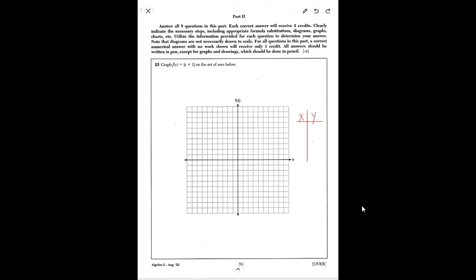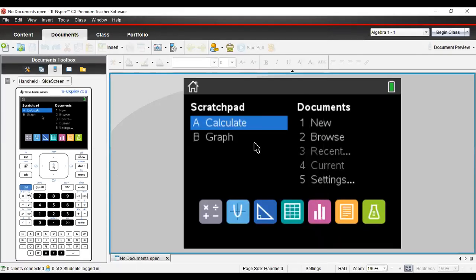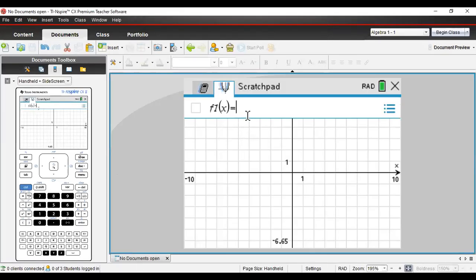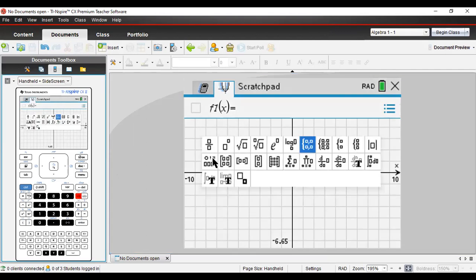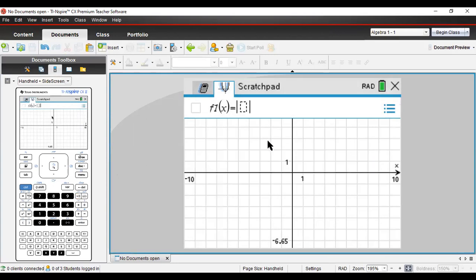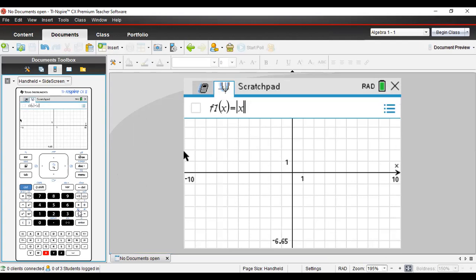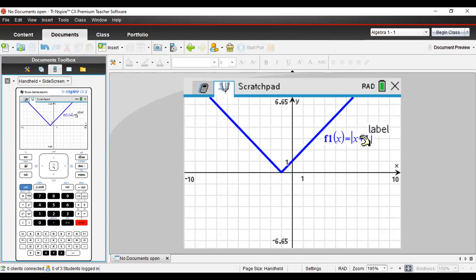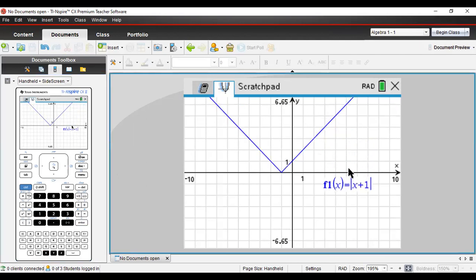So let's go get it. We're going to go to the graph, and we're going to enter it. The absolute value is next to the book. It's this one right here. And then we're just going to put x plus 1 inside, press enter. That's what the graph looks like, and that's what we need to be able to create on the paper.